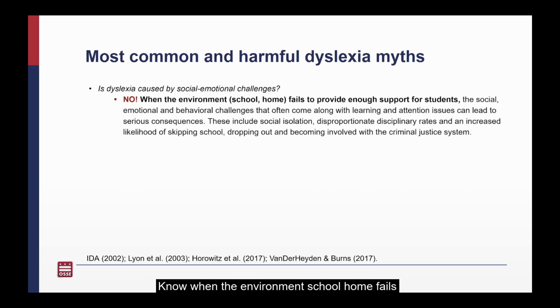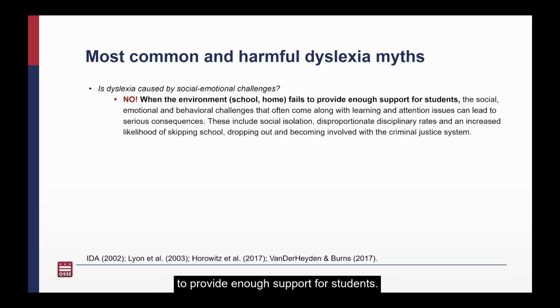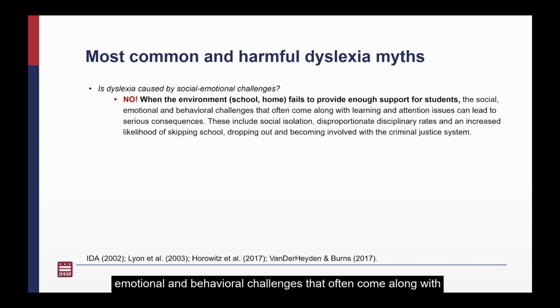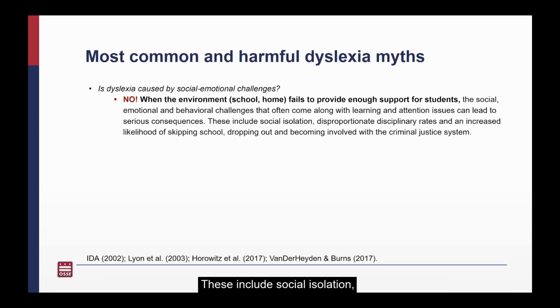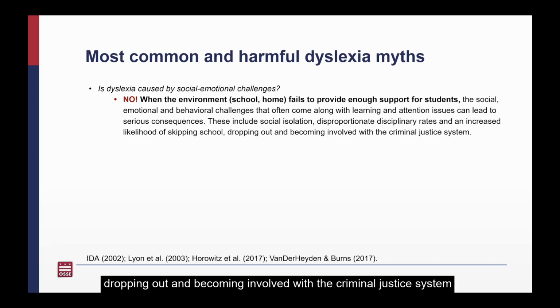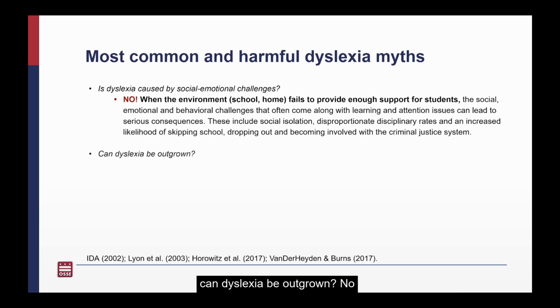No. When the environment, school, home, fails to provide enough support for students, the social, emotional and behavioral challenges that often come along with learning and attention issues can lead to serious consequences. These include social isolation, disproportionate disciplinary rates and an increased likelihood of skipping school, dropping out and becoming involved with the criminal justice system. Can dyslexia be outgrown?